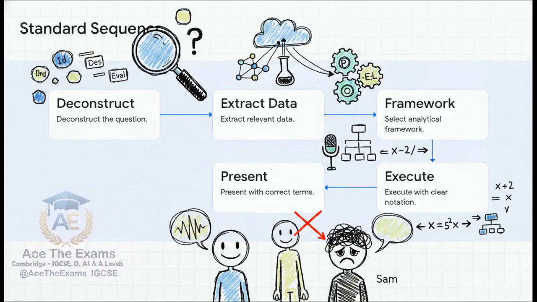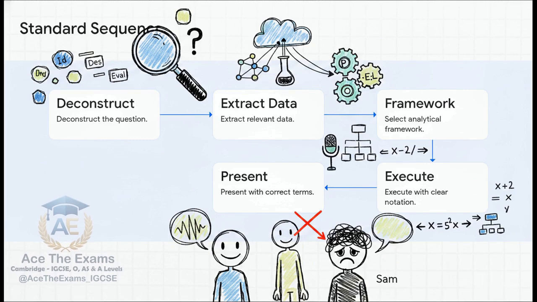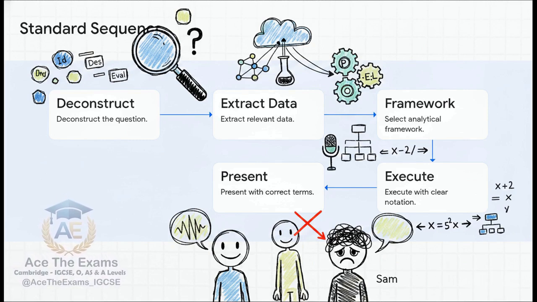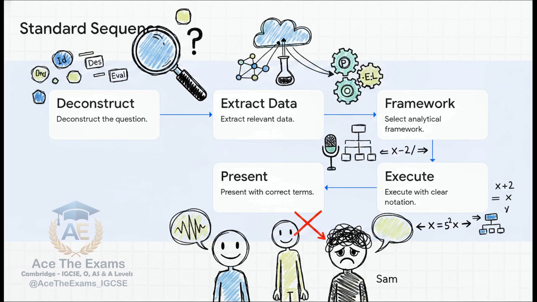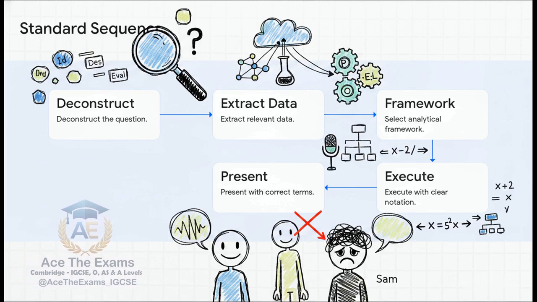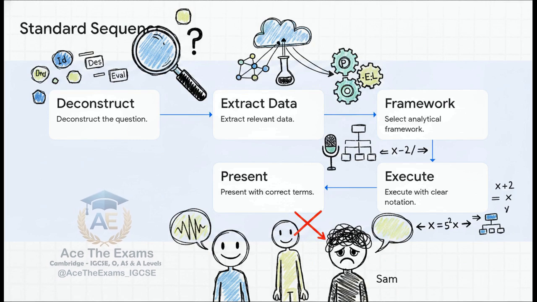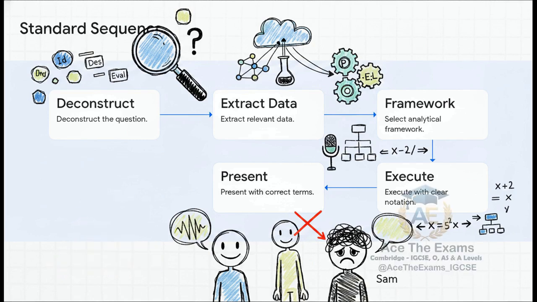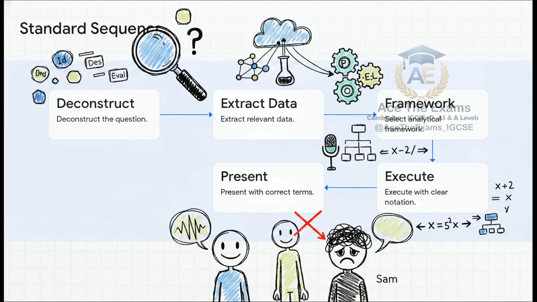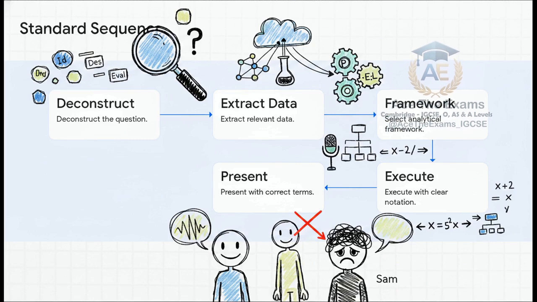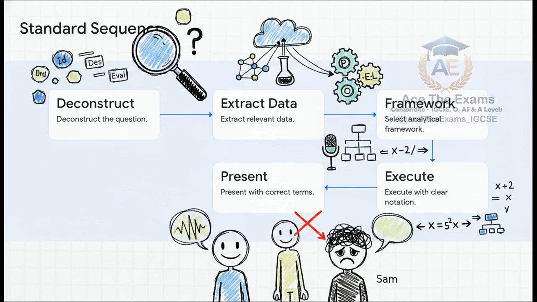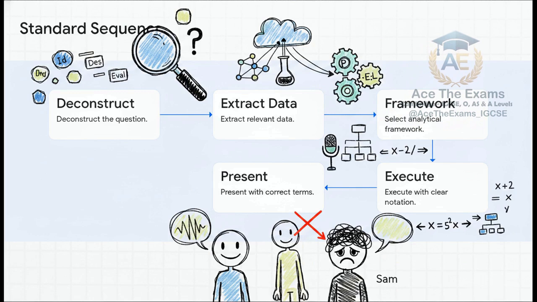To survive these challenges and guarantee success in time-pressure scenarios, you must follow this 5-step procedural exam framework. Step 1. Deconstruct the question. Decode the command words immediately. Does it say identify, describe, or evaluate? They mean very different things. Step 2. Extract the relevant data from the scenario. Step 3. Select your analytical framework, like the PEEL structure we just practiced. Step 4. Execute the analysis with absolutely clear working and clear notation.